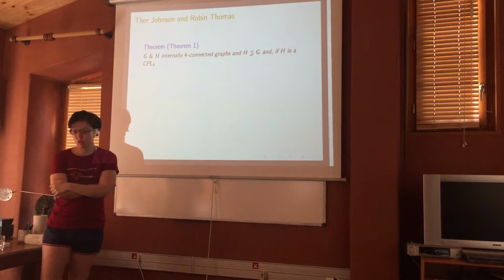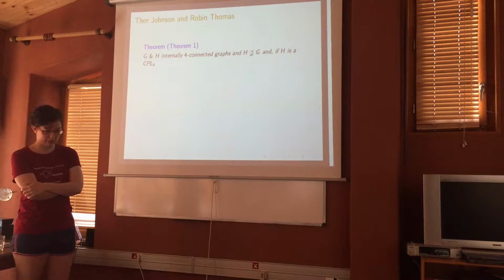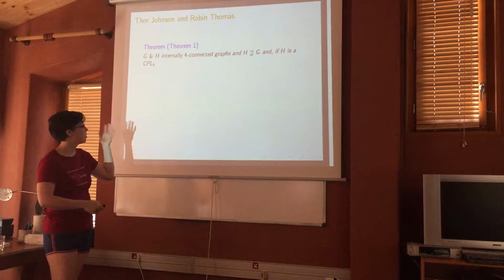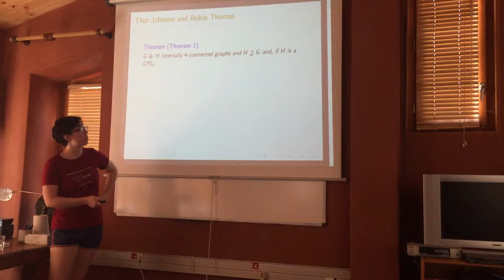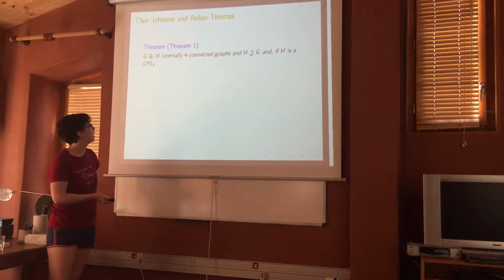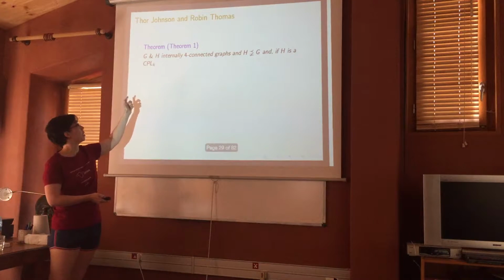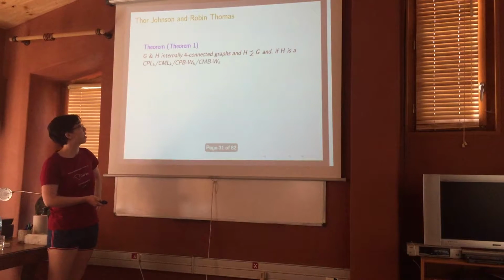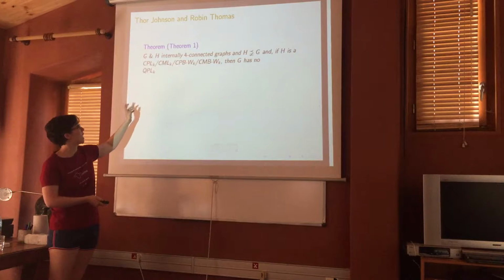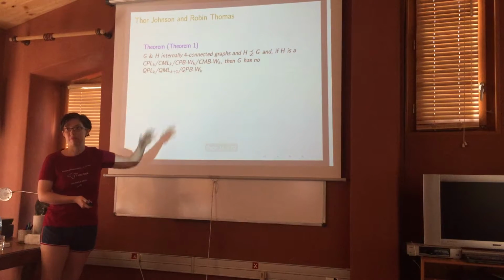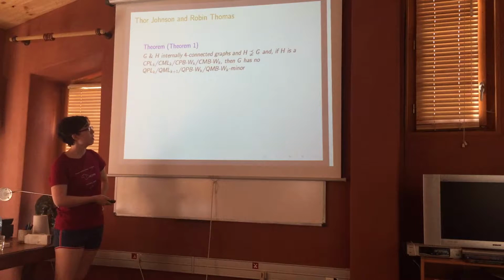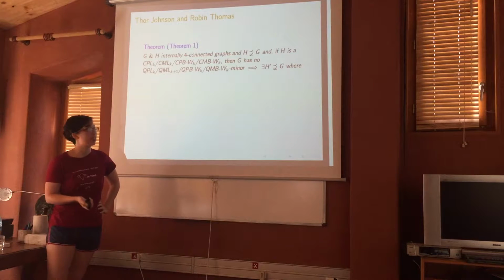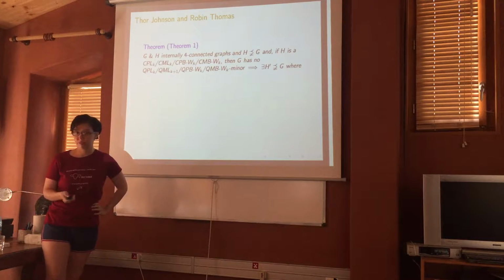So they had 2 theorems in this paper that are splitter theorems. They say if you have 2 internally four-connected graphs, where H is a minor of G, and if H is a cubic planar ladder, cubic Mobius ladder, or whatever, then G has none of those things that you want to avoid. And then you're able to say something about an intermediate graph.